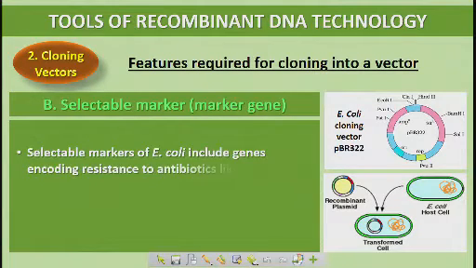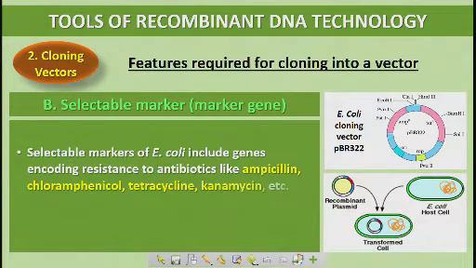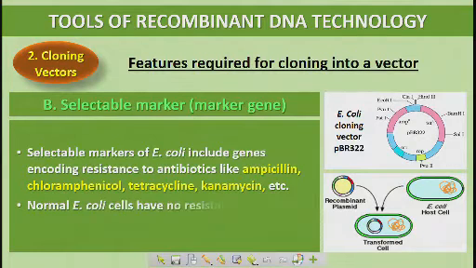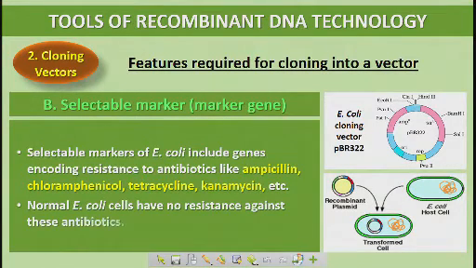Selectable markers of E. coli include genes encoding resistance to antibiotics like ampicillin, chloramphenicol, tetracycline, kanamycin, etc. Normal E. coli cells have no resistance against these antibiotics.